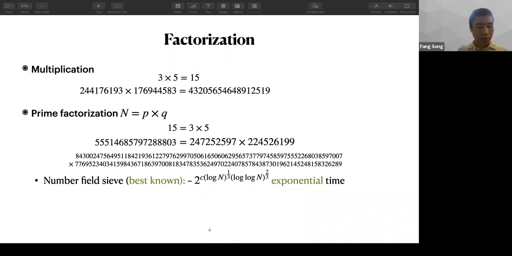In fact, this prime factorization problem has been studied for a long time by many top minds, but still, the best algorithm so far, based on the number field sieve, takes exponential time. It's significantly better than the enumeration, but still it's exponential time.